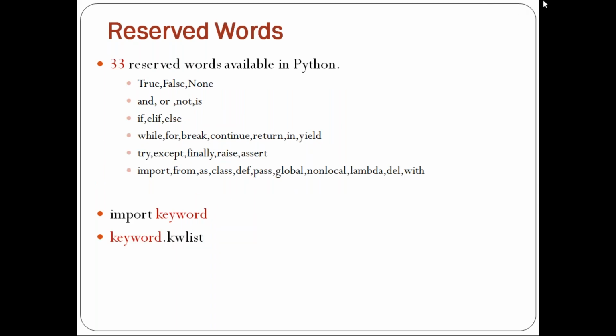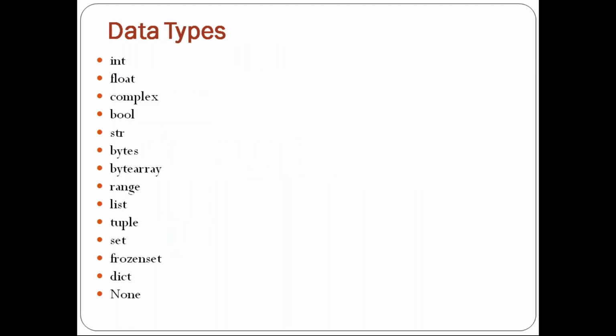We have 33 reserved words in Python. If you would like to know the list of keywords, we can make use of kwlist, which is a list in the keyword module. We must import the keyword module and access the list using keyword.kwlist, so that we get the entire keyword list.